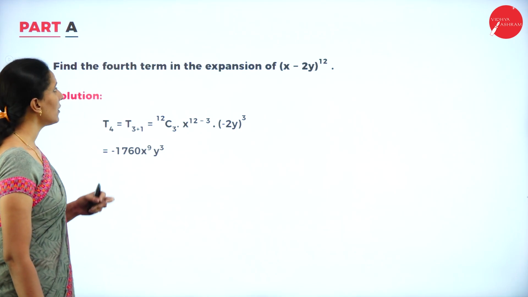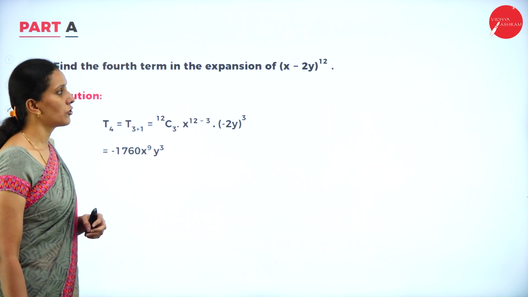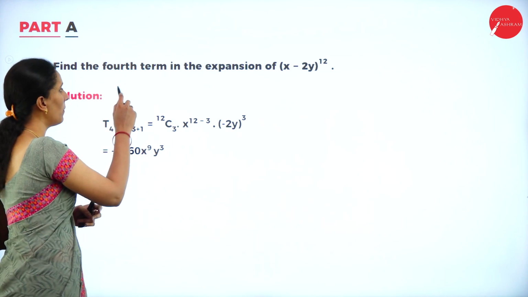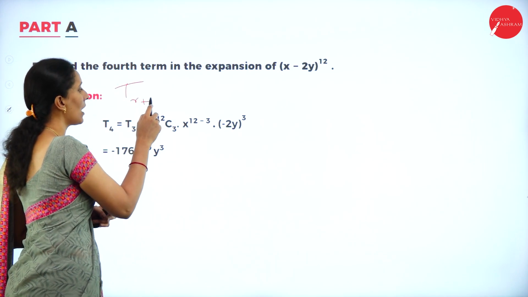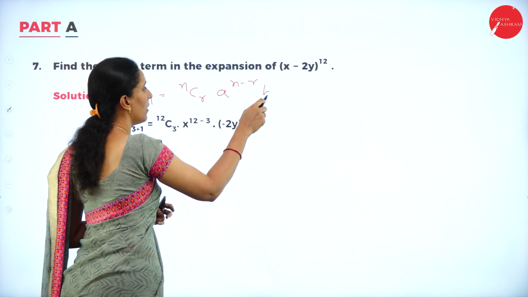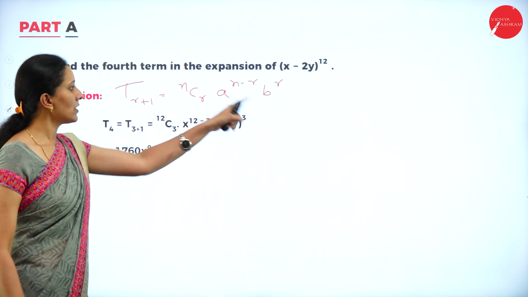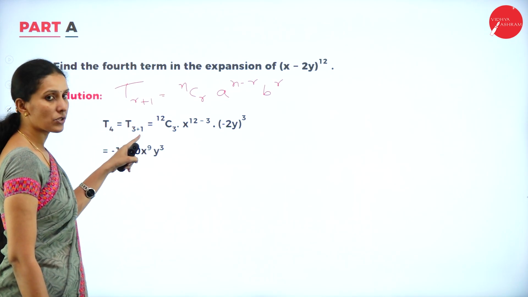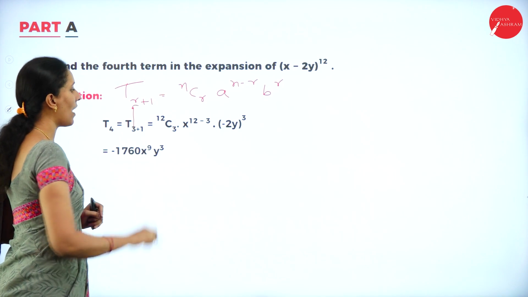Next. Find the fourth term in the expansion of (x minus 2y) whole to the power 12. We know the formula to find the general term, that is T(r+1) is equal to nCr a to the power n minus r b to the power r. So, using this formula, directly we can write T4 in the form of T(3+1). Hence, we can find the value of r as 3.